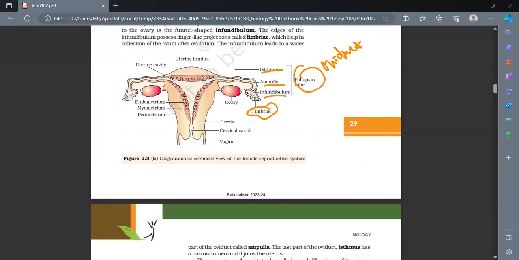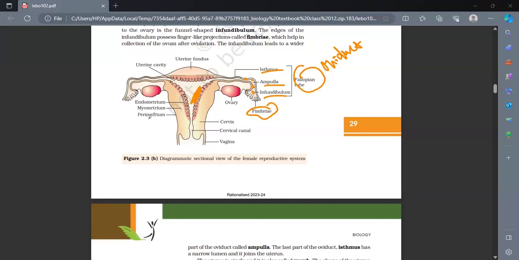This is the region where the ovum is traveling. The ciliated apparatus allows the ovum to travel. In this region, if the sperm is present, it leads to the process of fertilization. Where the embryo is getting implanted, it is this region. This is the place where the embryo is getting implanted, okay?